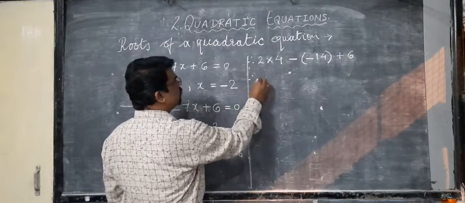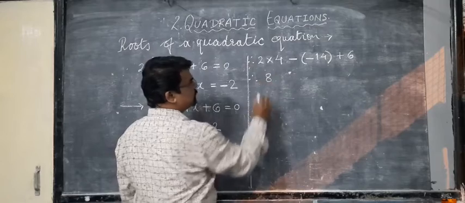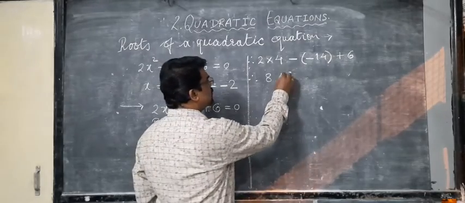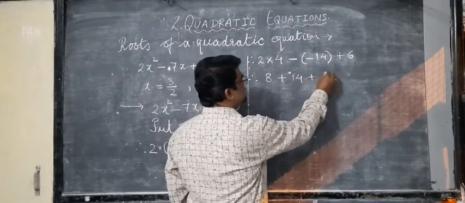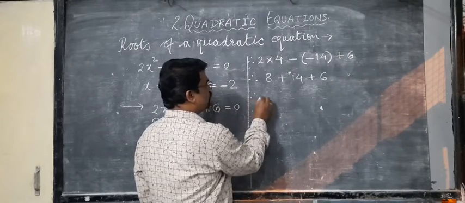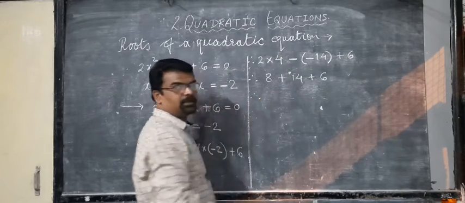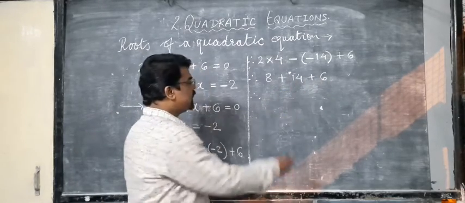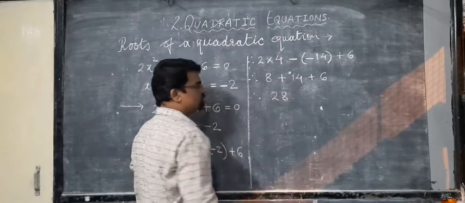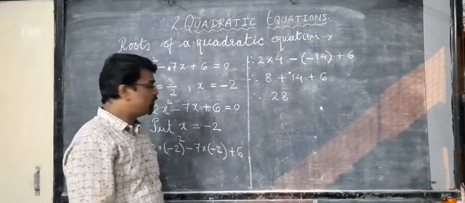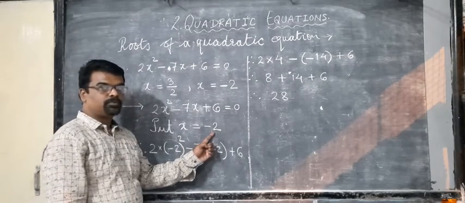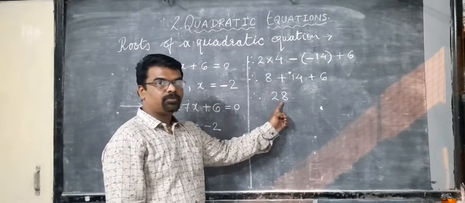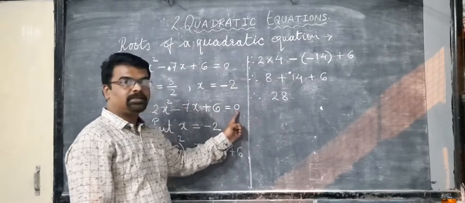Next step. Therefore 2 into 4 is 8. Now here minus into minus becomes plus. So it will be 8 plus 14 plus 6. Therefore, 8 plus 14 is 22, 22 plus 6 is 28. So after putting the value of x as minus 2 in this left hand side, we have got 28. Whether it is equal to right hand side 0?